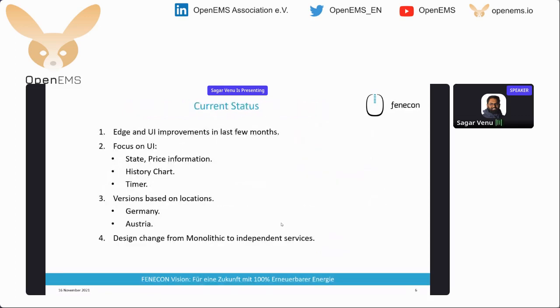And of course, there are a lot of changes compared with the university project. A lot of change happened when we wanted to integrate that controller as a product in this company. We have made a lot of changes in the edge and the user interface departments over the last few months. The focus was more on the user interface section, where the customer can see what is happening. For example, to easily let him know the controller state, the current price information, and the history chart. If he wants to know what exactly happened for the whole day or the whole night, and the timer, how long the controller actually controlled the storage system.